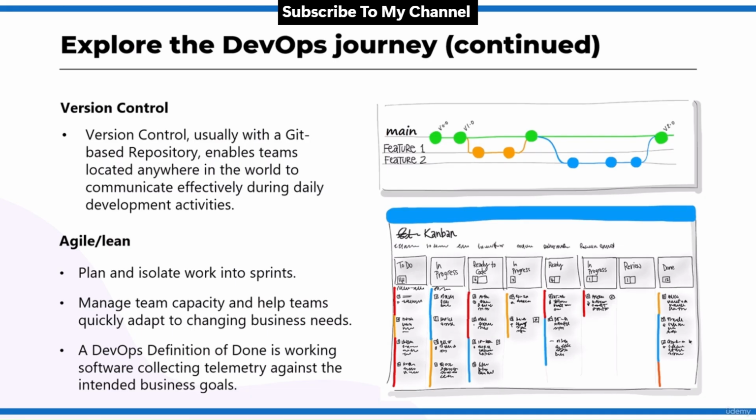You can manage team capacity. It's also going to help your teams quickly adapt to changing business needs. A DevOps definition of done is actually nothing but working software, collectively telemetry against the intended business goal. So ultimately the process starts with a to-do task which a team member has to complete, but at the end of that, done means something which is already published to production and is ready to be used by the end users. And that's the full process of Agile, which we have to go through step by step.